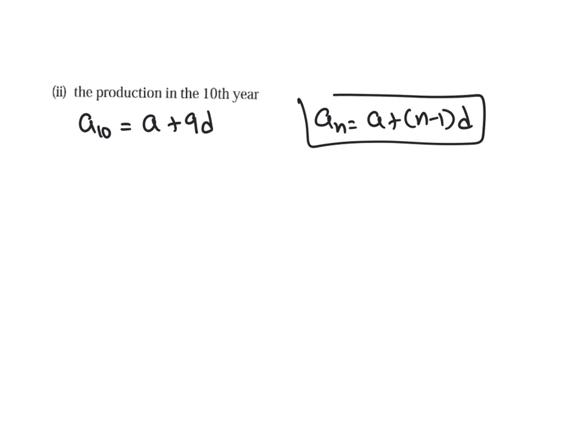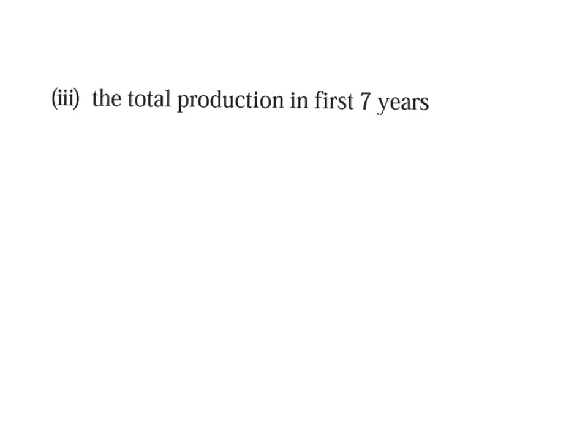So find the production in the 10th year. That means A10 is equal to the first term a plus 10 minus 1, 9d. Because the formula an is what? a plus n minus 1 times d. We know this formula. So now A10 is equal to the first term, we know it's 550, we figured it out just now, plus 9 times, what's the common difference we got? 25. So the production in the 10th year was 775. That was very easy.